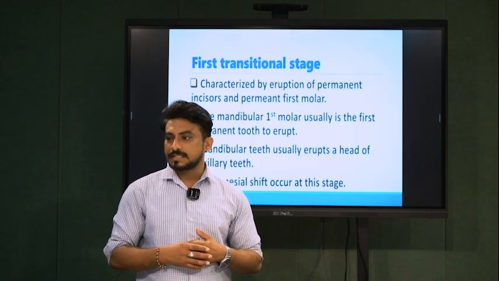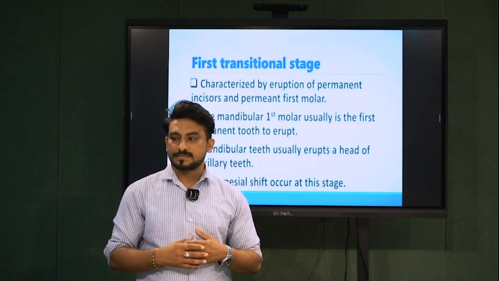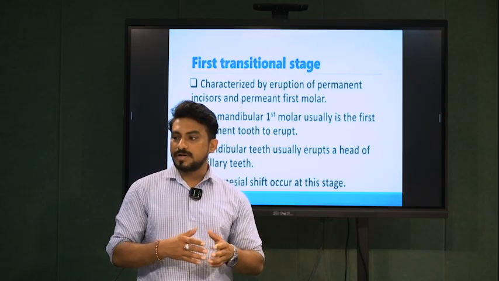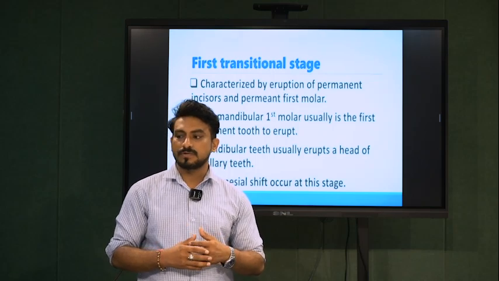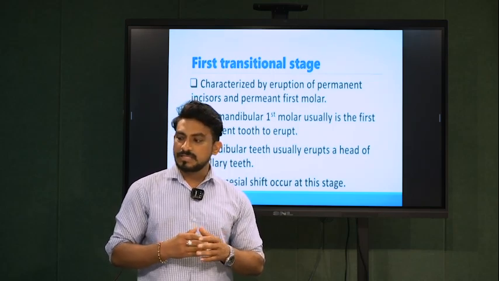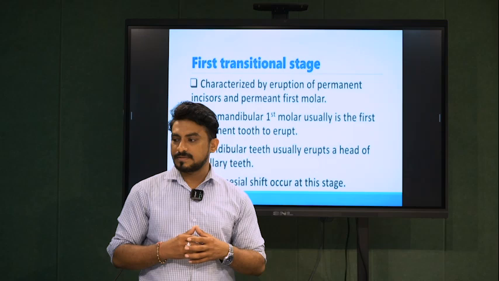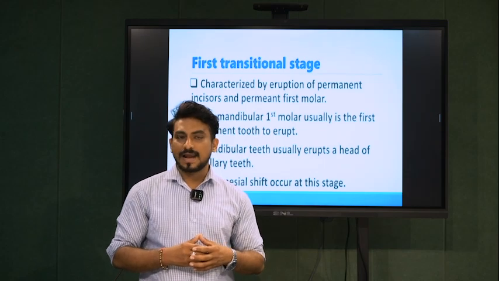The first transitional stage is characterized by the eruption of the permanent incisors and the permanent molars. The mandibular first molar is usually the first permanent tooth to erupt. Mandibular incisors usually erupt ahead of the maxillary incisors. Early mesial shift occurs at this stage.